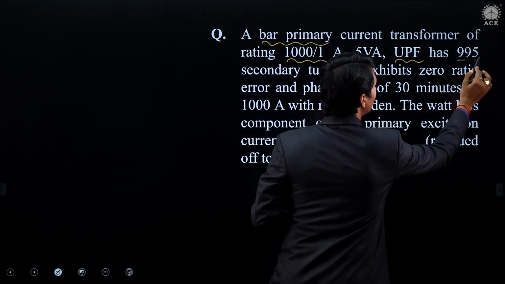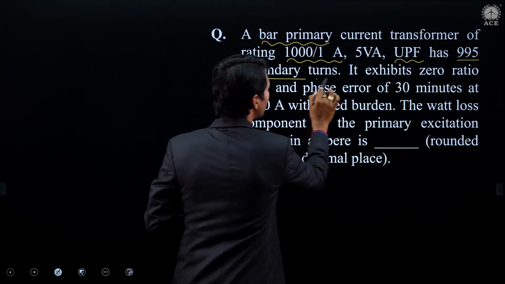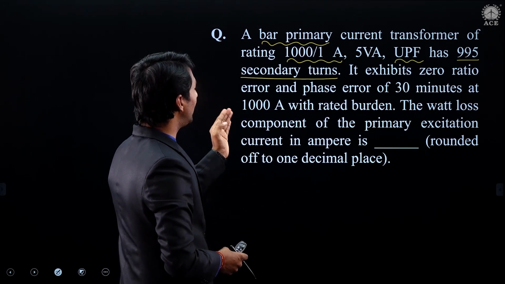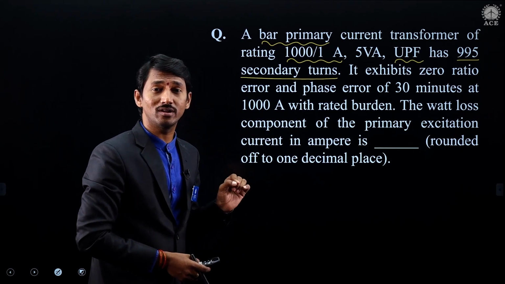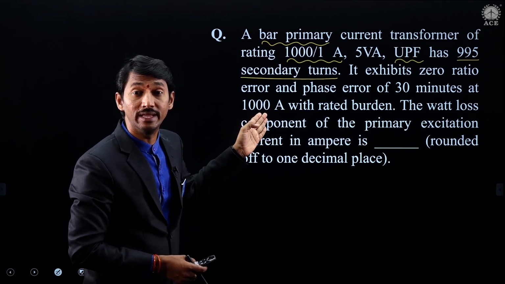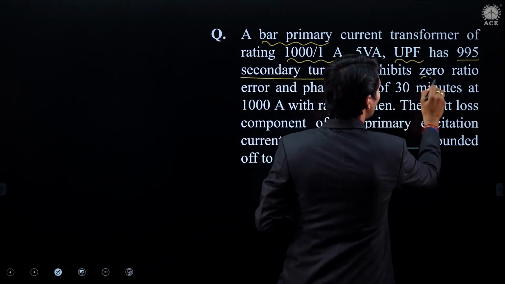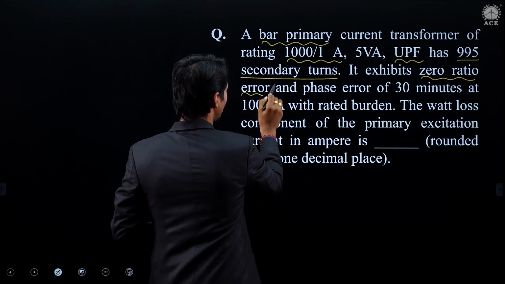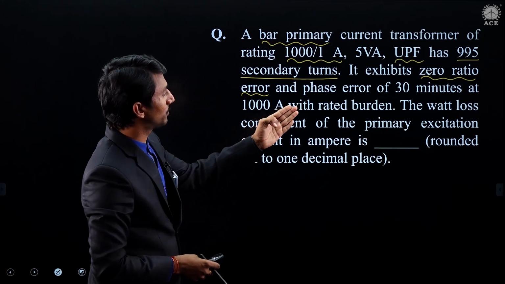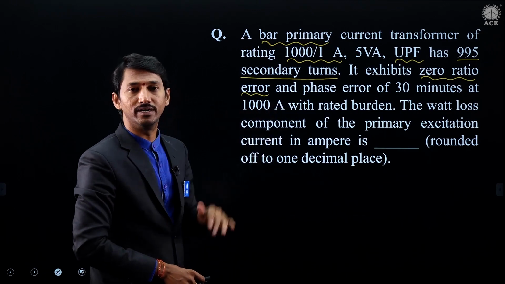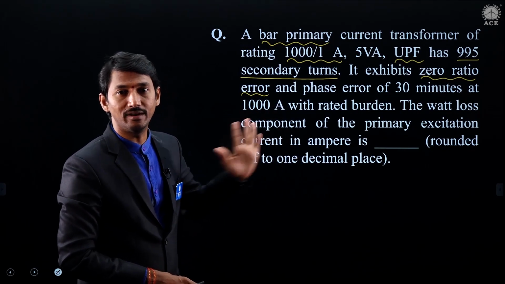Okay. 995 secondary turns. How many turns? 995. Okay. It exhibits 0 ratio error. What is the ratio error? 0. It is also playing a crucial role in this question. So it exhibits 0 ratio error and a phase error of 30 minutes at 1000 ampere with rated burden, at 1000 ampere with rated burden.